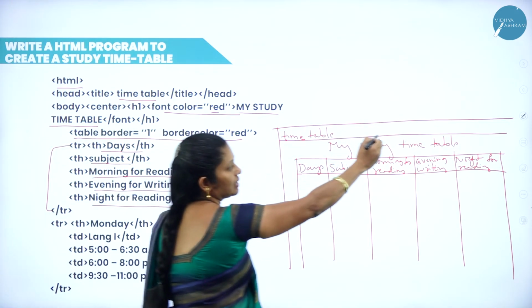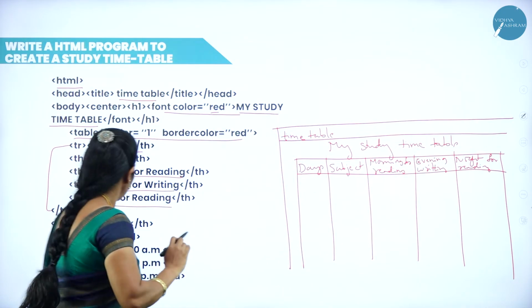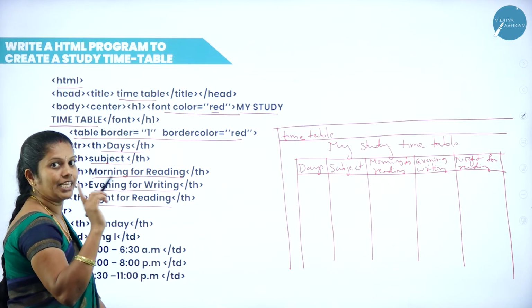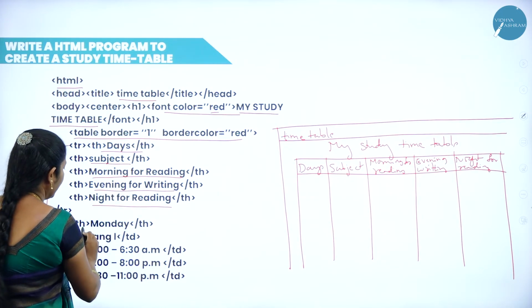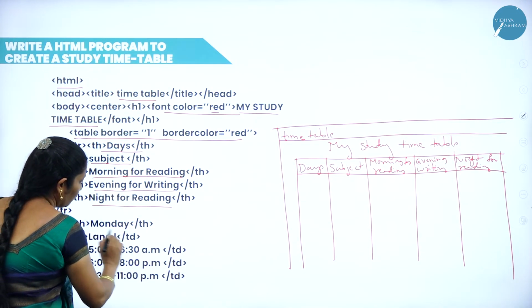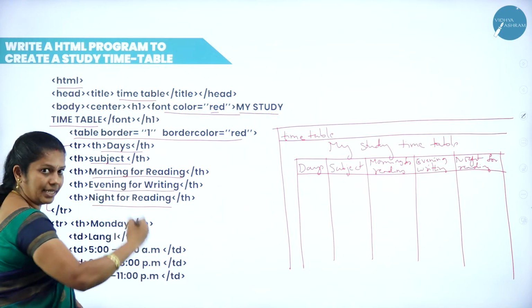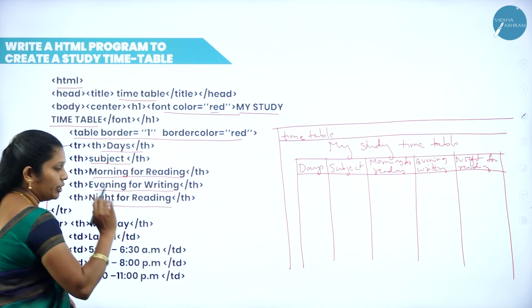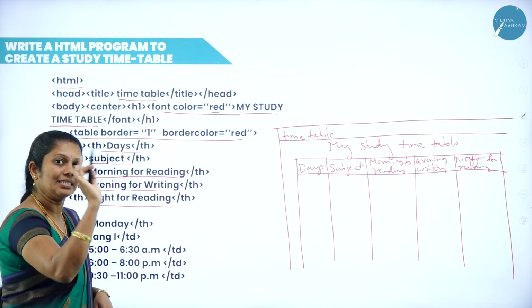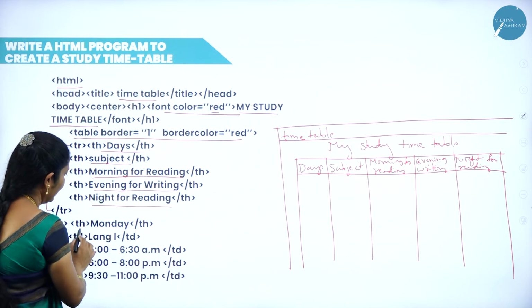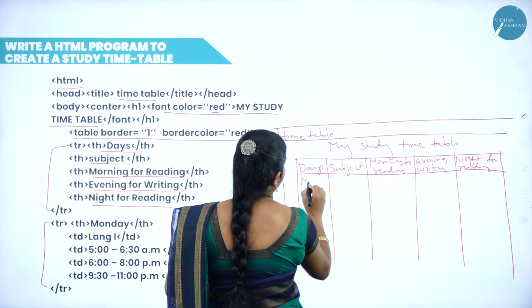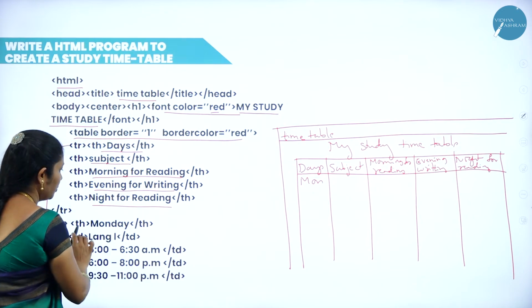That is the first content. Next, once again we have started the second row. The TR tag is used for the second row. In the second row, we are using a TH tag. It means I want to display Monday with a larger size in heading format. That's why we are using TH here, because I am taking Monday.